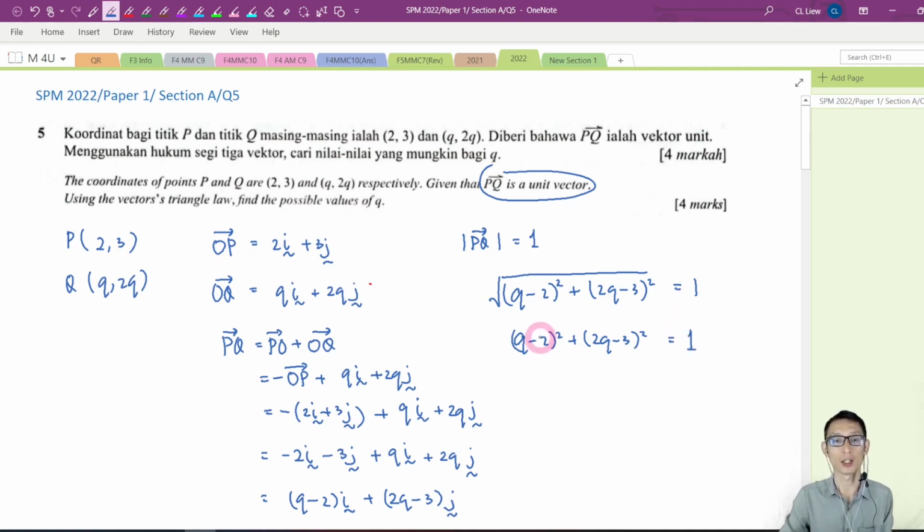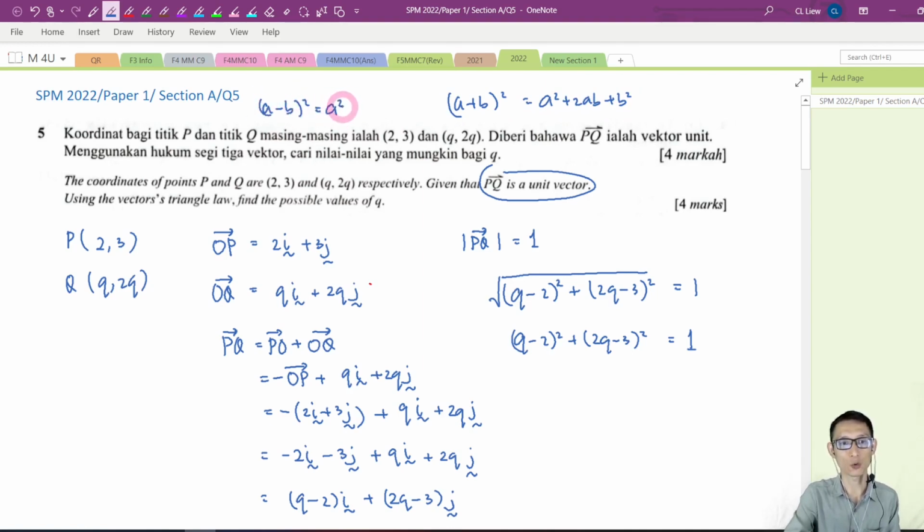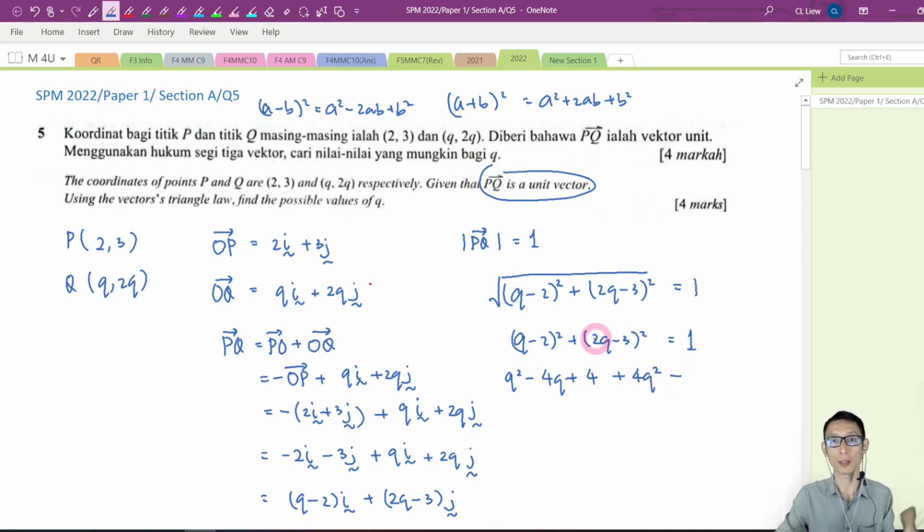Now I'm going to do expansion using the formula (a plus b) square is equal to a square plus 2ab plus b square. If you have (a minus b) square, it will be a square minus 2ab plus b square. Hope that you still remember this formula. Okay, now here will be q square minus 4q plus 4. Okay, plus this will be 4q square minus 3 times 2 times 2, so 12q plus 9 is equal to 1.